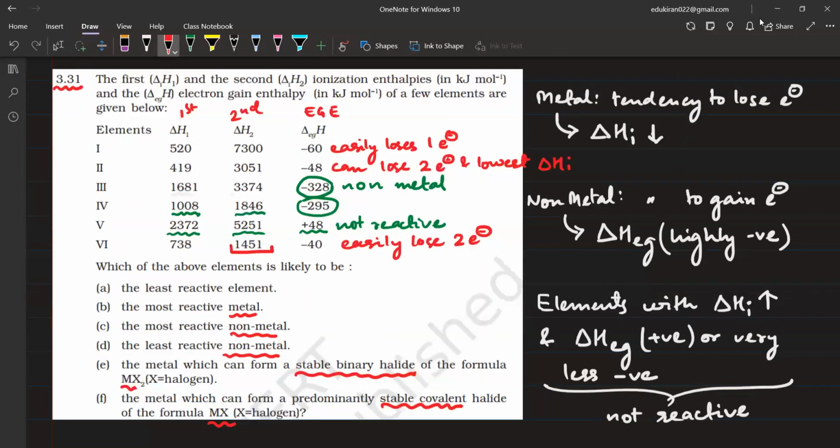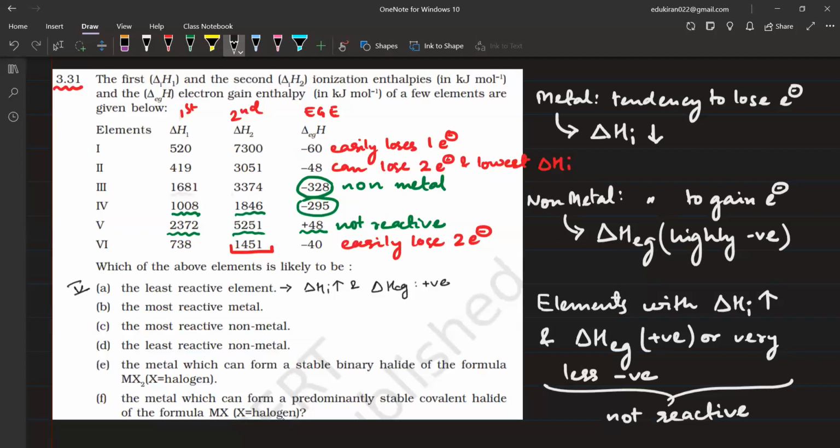Now, which is the least reactive element here? Tell me, guys. Least reactive will be which one? Yes. Fifth one, right? Least reactive. Least reactive को मतलब क्या हुआ? Least reactive will have delta Hi also very high, and delta Heg, electron gain enthalpy, is positive. So which element is that? This is the fifth element.